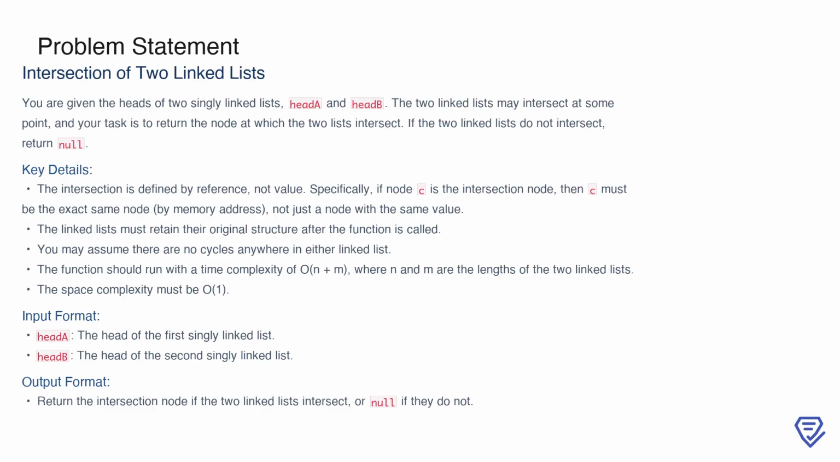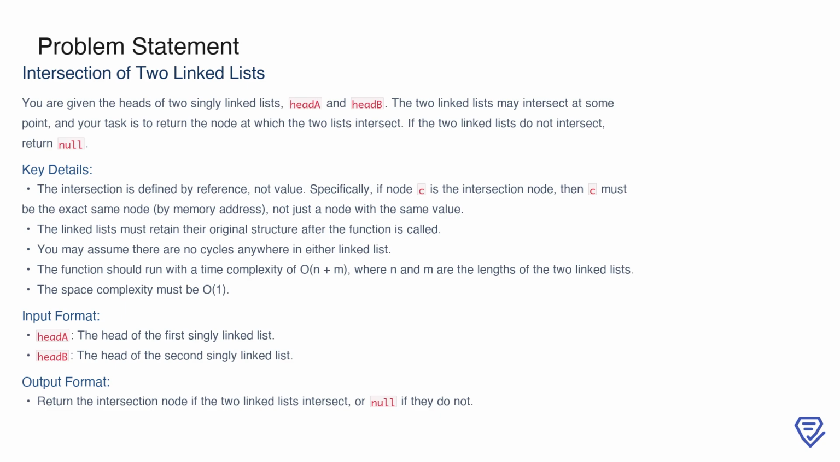It's important to note that the intersection is defined by reference, not by value. This means the intersecting node must be the exact same object in memory, not just a node with the same value. Additionally, the original structure of the linked lists must remain intact, and you can assume there are no cycles in either list. The solution must be efficient, with a time complexity of O(n + m), where n and m are the lengths of the two lists, and a space complexity of O(1), meaning you cannot use any extra space proportional to the input size.